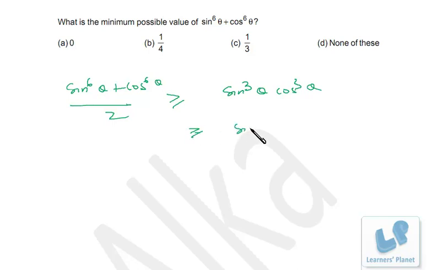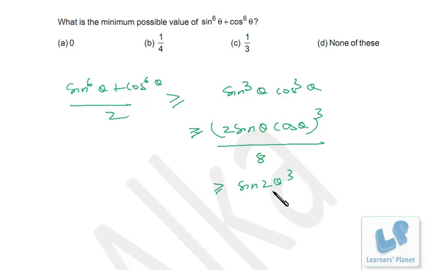Or I can say it's (sinθ cosθ) whole cube, right? So what I do is I multiply and divide it by 2. So 2 cube is multiplied, so I have to divide it by 8, right? So 2 sinθ cosθ is what? Sin 2θ. So it's (sin 2θ) whole cube by 8. Or I can say sin⁶θ + cos⁶θ is greater than or equal to, this 2 will come this side, so it will be 4 only. So the value of this will always be greater than or equal to (sin 2θ) cube by 4.